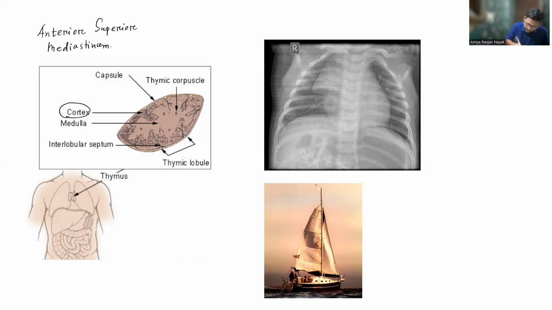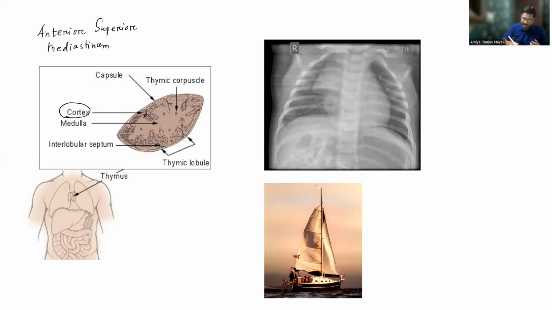As I have told you, it will have a cortex. How can we identify the cortex? Of course, it will be outer in location, and also it will be dark. As you can appreciate here, it is dark. Why is the cortex dark? Because it will have abundant immature T lymphocytes, and that will give a darker appearance to the cortex.